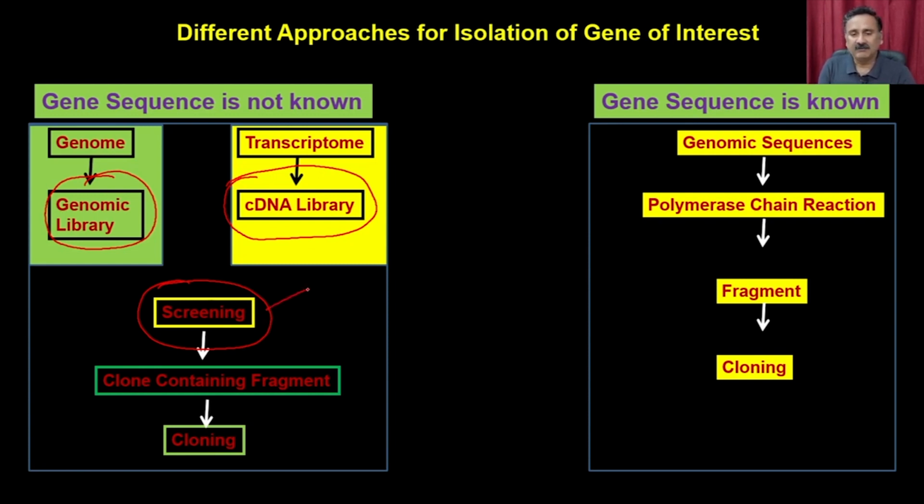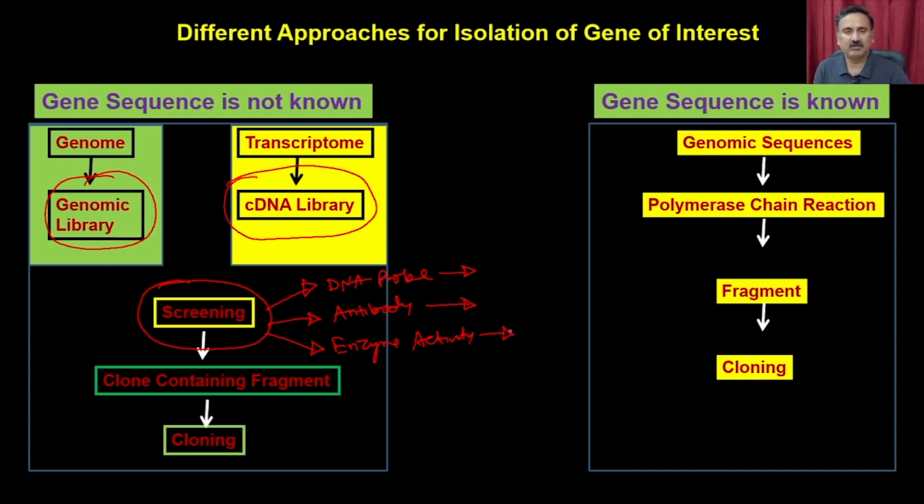So in the screening you have three options: either you can use a DNA probe to screen the clones, or you can have an antibody which recognizes a particular enzyme, or you can use the enzyme activity. Either of these three methods can be used. If you have the enzyme activity, you can use that also to identify the clone of your interest. So let's discuss the screening of the genomic library or the cDNA library, and the different approaches you can use.